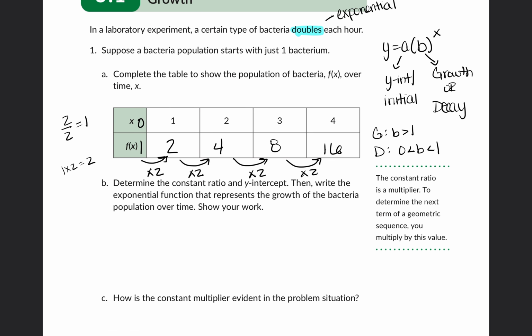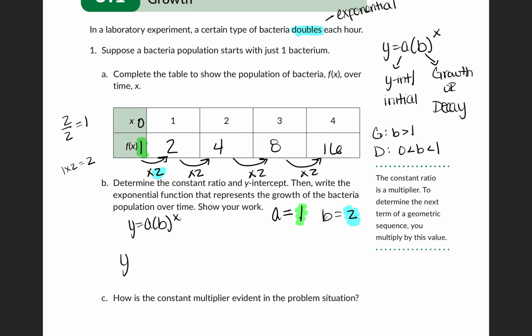So then I'm going to come here: y equals a(b)^x. Your a is going to be your y-intercept. Your y-intercept is when x is 0. And when my x is 0, my a is 1. So my a is going to be 1. My b is going to be what my change is, which is 2. So my b is going to be 2.